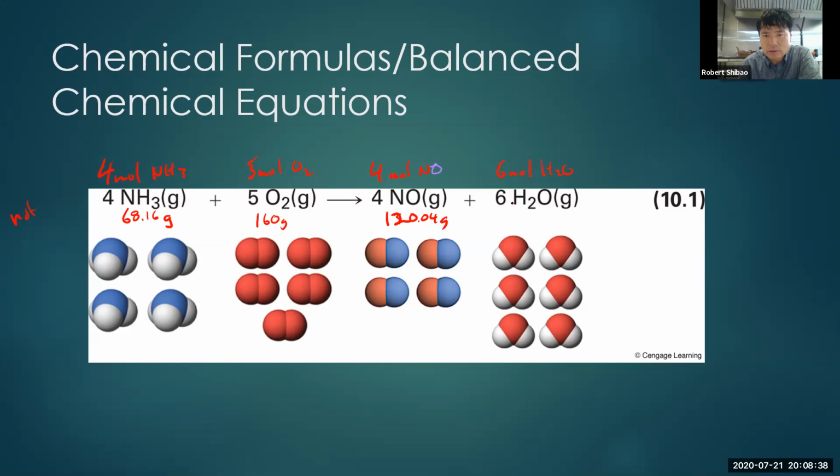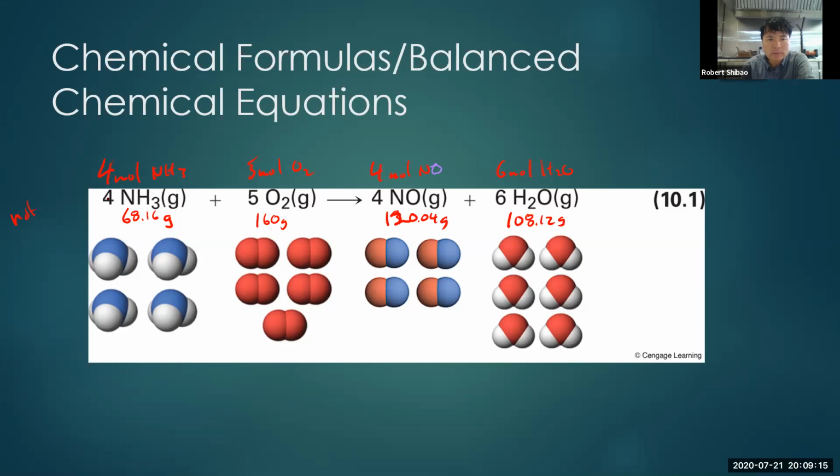And 6 moles of water. Water is 18.02, so 6 times 18.02 is 108.12 grams. And so this should add up. 68 plus 160 is about 228. So 120 plus 108 would be about 228. So mass is conserved. You can see mass would be conserved in this.